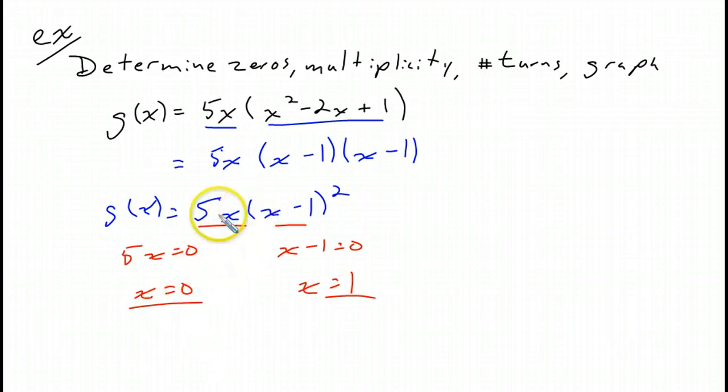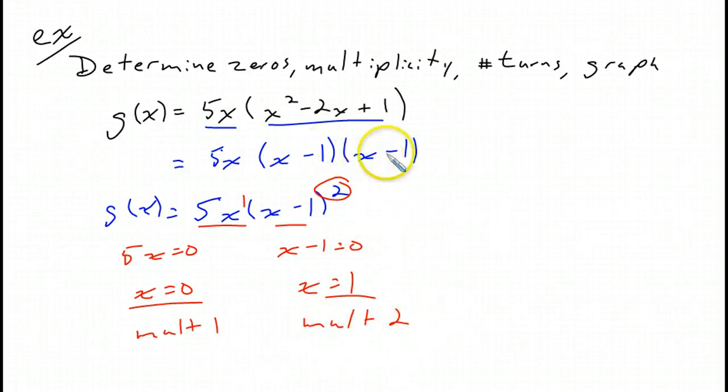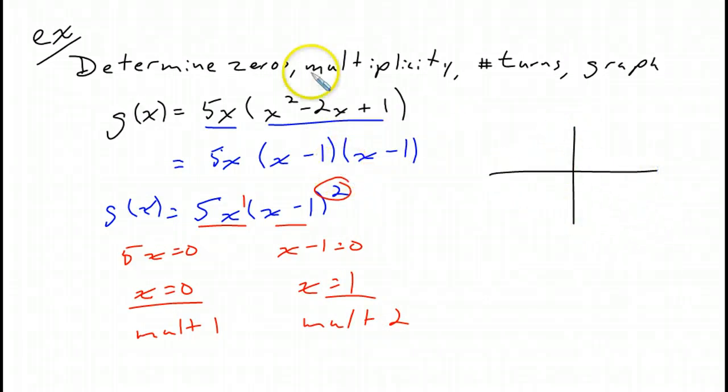This 5x is being raised to the first power, so it has a multiplicity of 1. And this x minus 1 is being raised to the second power. So notice that's an even multiplicity. So it has a multiplicity of 2. It's going to happen twice, kind of. Okay, notice up here it happened twice, so we actually have 2. Our multiplicity is 2, is even. Okay, I did my zeros, I did my multiplicity. Number of turns I'll get to in a minute, and I need to graph.